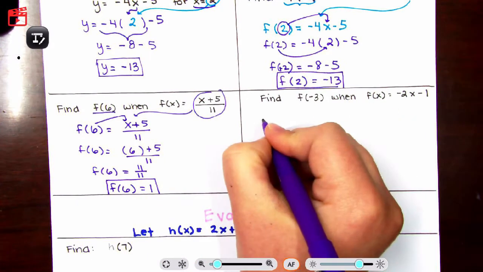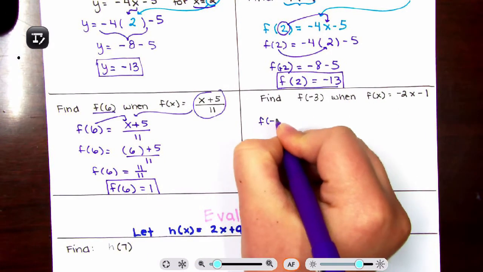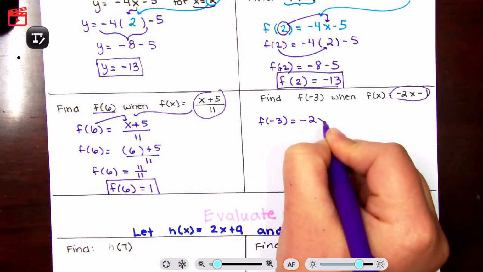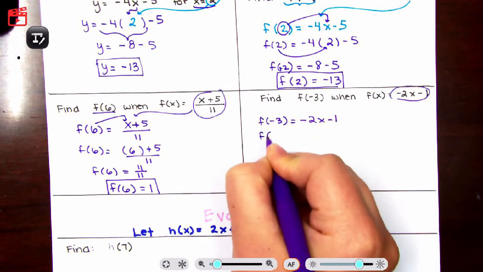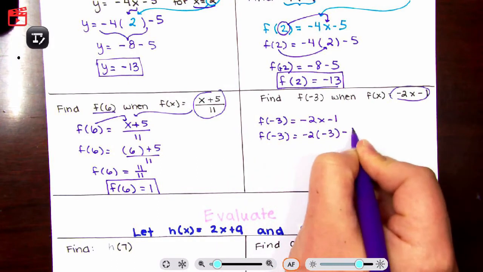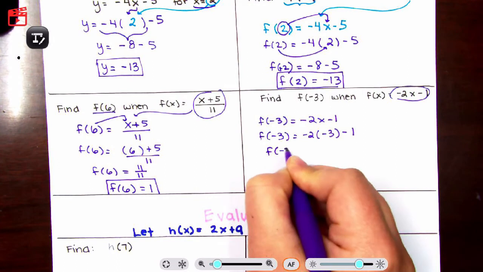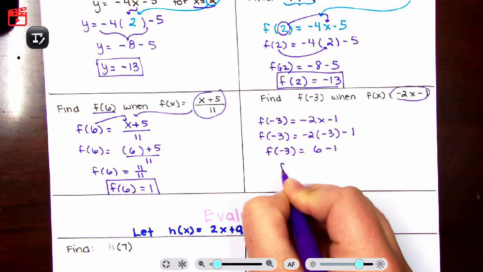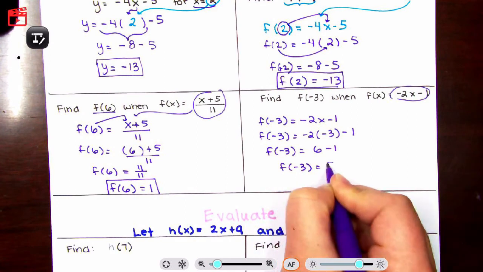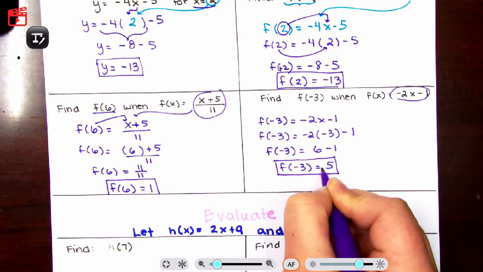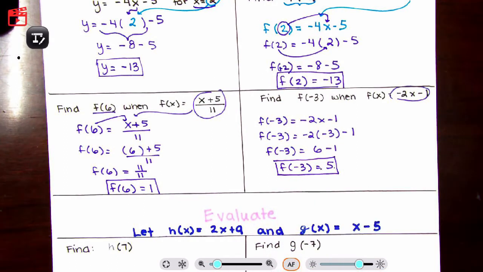Try one more time. f of negative 3 is equal to, copy the equation, negative 2x minus 1. f of negative 3 is equal to negative 2 times negative 3 minus 1. f of negative 3 is equal to 6 minus 1. f of negative 3 is equal to 5. So when x is equal to negative 3, our answer is 5.